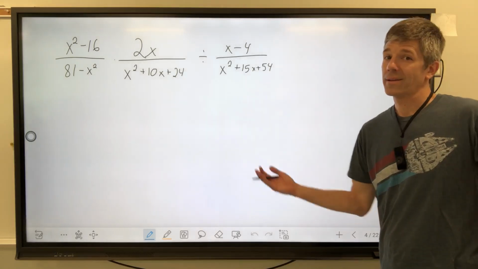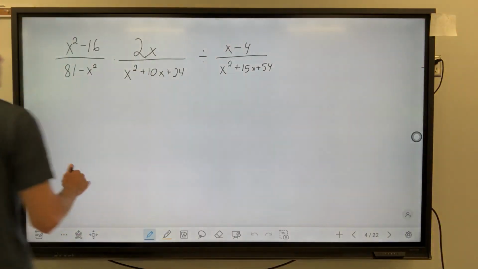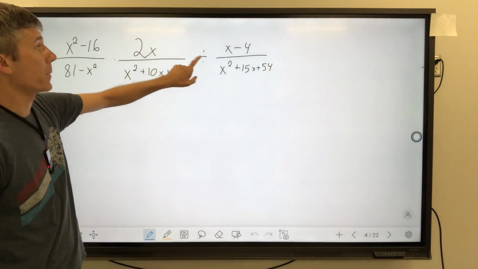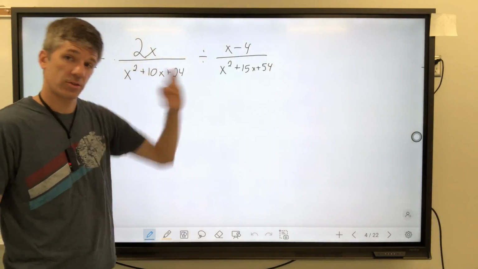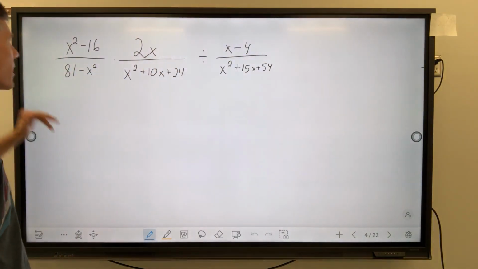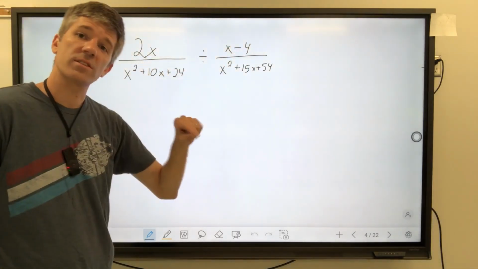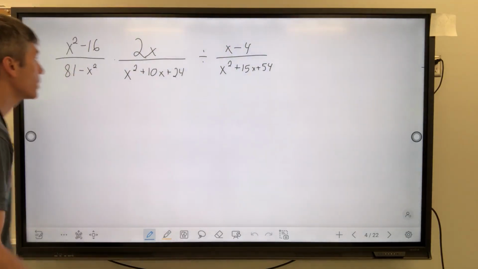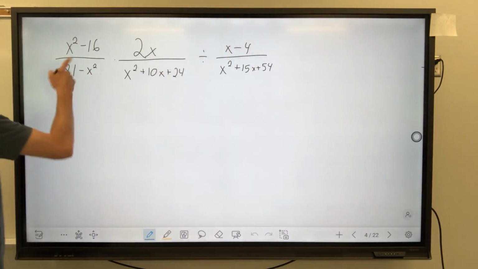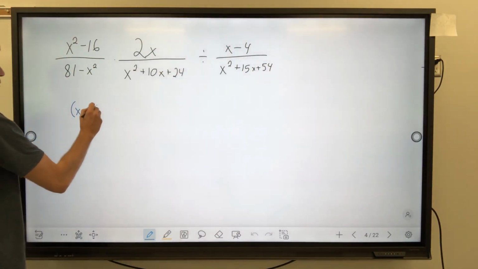Would we stop the party? Let's keep going. Let's make them more difficult. Keep it, turn it into multiplication, flip it over. So if you see something like this and you panic and say, oh, I don't know which one to flip, keep, flip. Always the one after the division sign. So we will keep, flip. And when I say keep, we're really going to go ahead and factor.